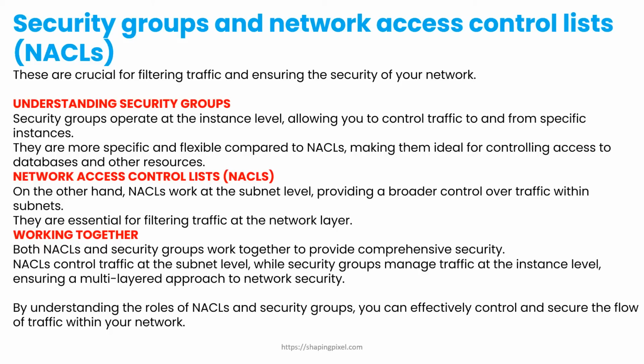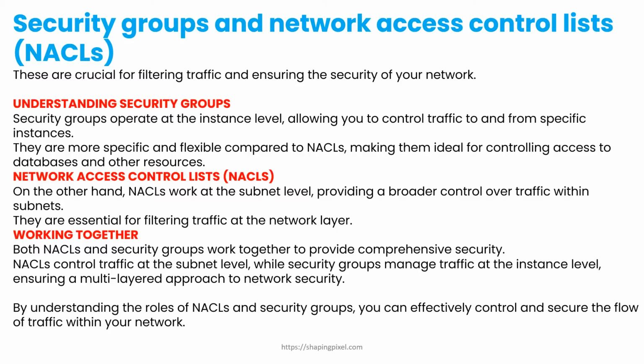Security groups and network access control lists, NACLs. These are crucial for filtering traffic and ensuring the security of your network. Security groups operate at the instance level, allowing you to control traffic to and from specific instances. They are more specific and flexible compared to NACLs, making them ideal for controlling access to databases and other resources. On the other hand, NACLs work at the subnet level, providing broader control over traffic within the subnets. They are essential for filtering traffic at the network layer.